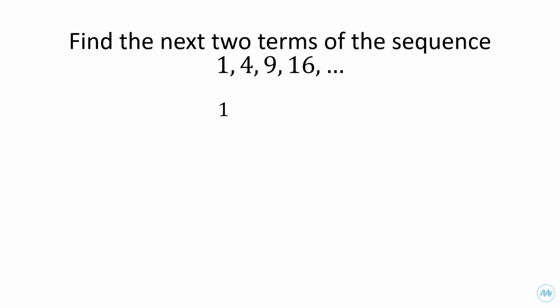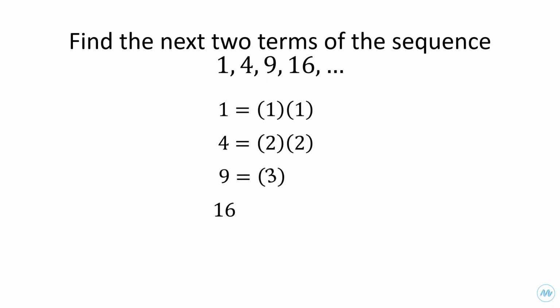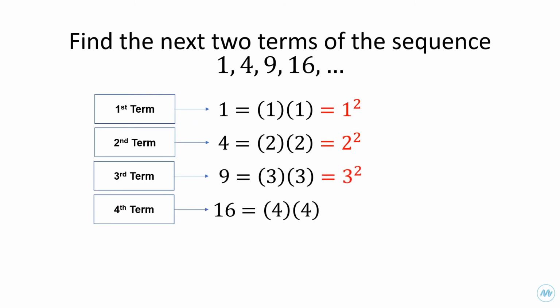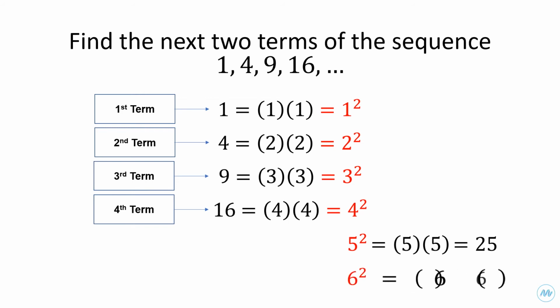Notice that all the terms in the sequence are square numbers, meaning these numbers are results of multiplying a number by itself. The first term 1 is the square of 1. The second term 4 is the square of 2. The third term 9 is the square of 3. And the fourth term 16 is the square of 4. The pattern is now clear. Simply square the cardinal number corresponding to the next term.